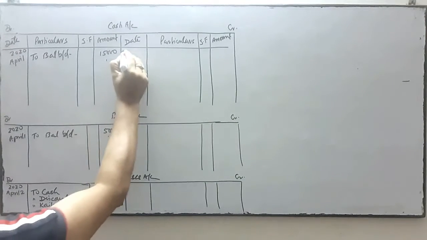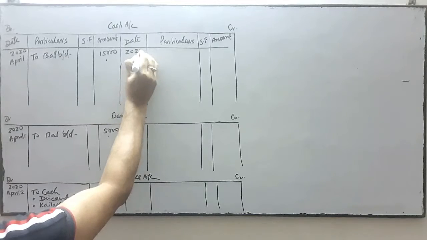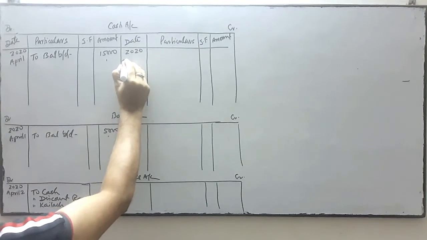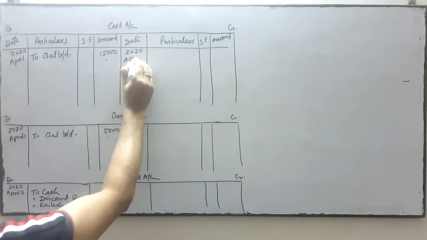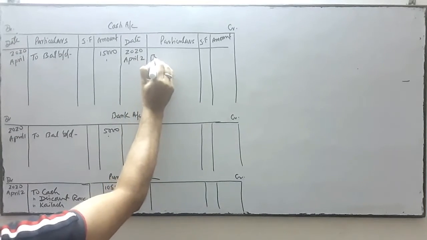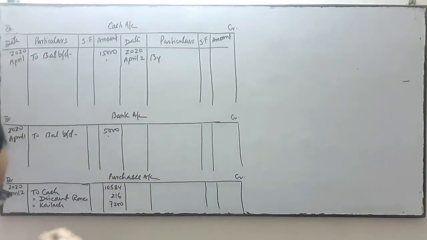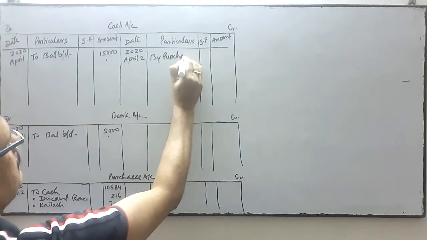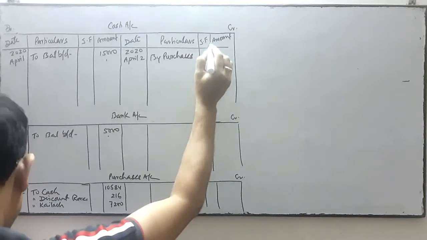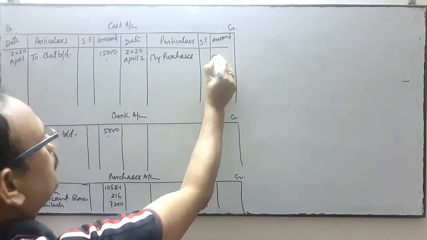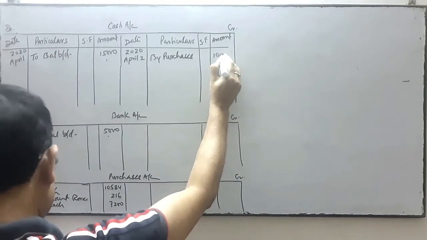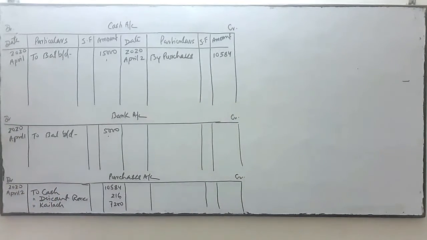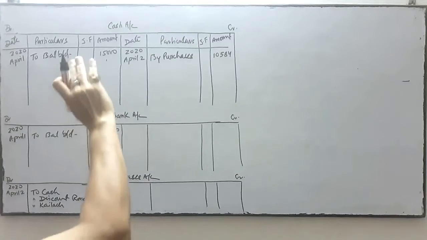So on the credit side, cash is on credit on April 2nd. Start with by. The opposite side of cash is purchase, so we have to write purchase. But we write the amount of cash, not the amount of purchase: 10,584, in the cash ledger.